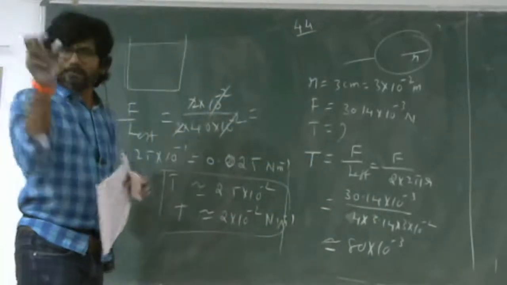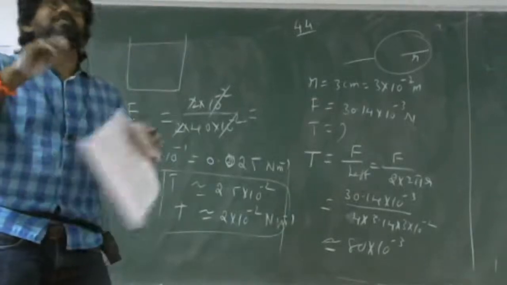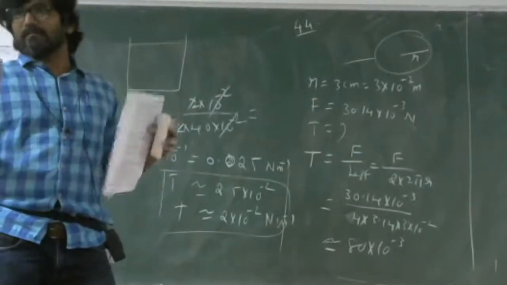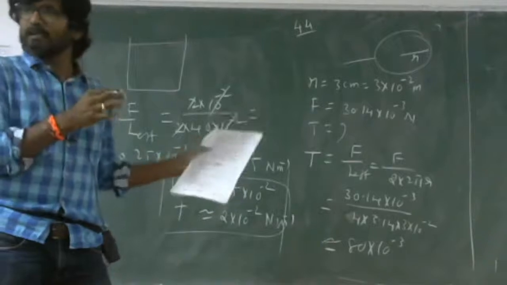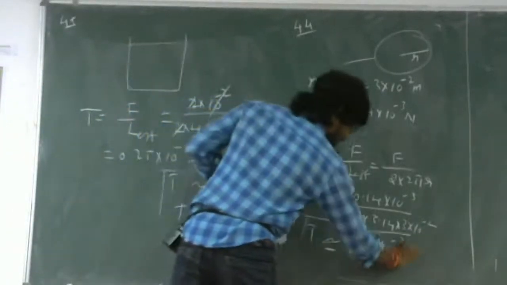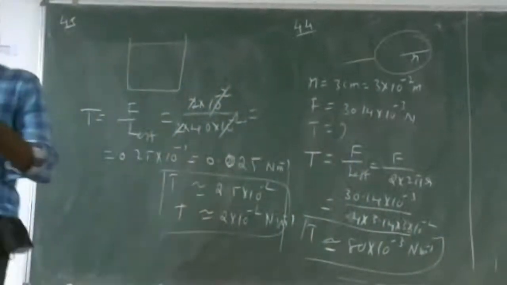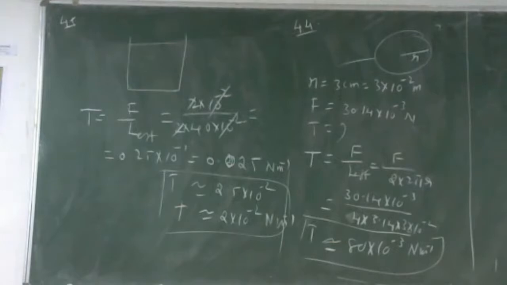Options you have to follow carefully. Depending on the options, you have to simplify further. Your answer will be nearer to that, but you have to simplify it based on the options. This will be the surface tension, Newton per meter. Done. Next. Question number 43.